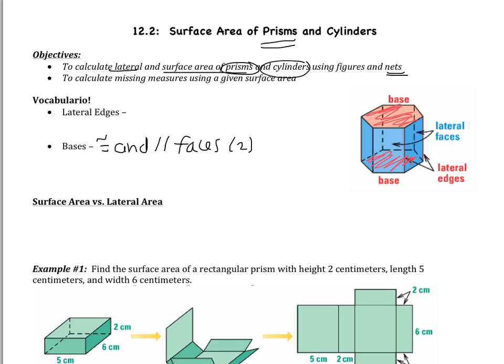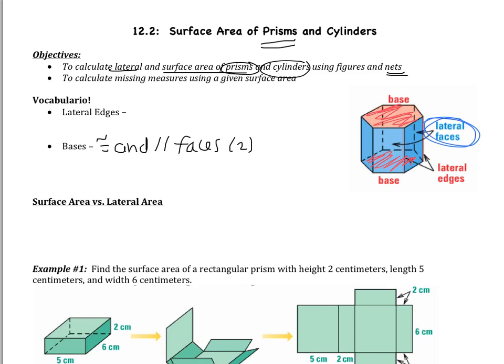This applies to prisms. So we're in Section 2. Section 2 is all about prisms. So every prism is going to have two bases, and those bases are congruent and parallel. Now, all those other faces that are not the bases, those are the ones that are called the lateral faces. So those 6 blue rectangles, those are the lateral faces.